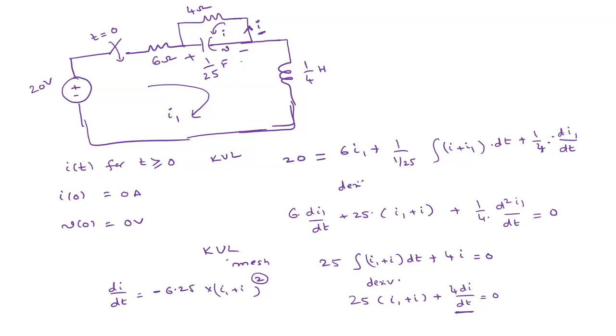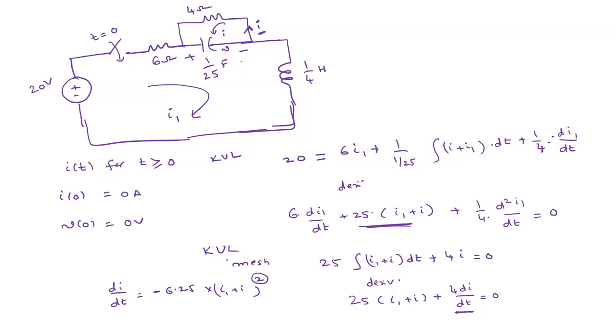So 6 into di1 by dt is this equation. Substitute I in terms of I1 in the second equation, which is 25 into I1 plus I. What will you get then? This 25 into I1 plus I is there, right? So what will you get? So minus 4 into di by dt.